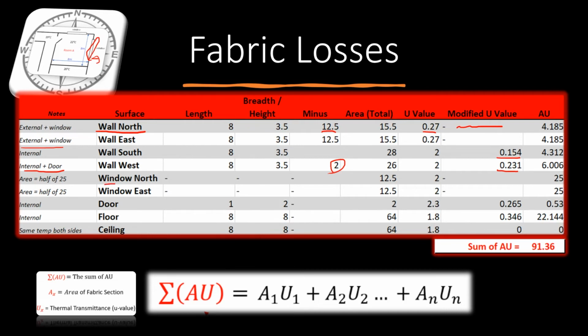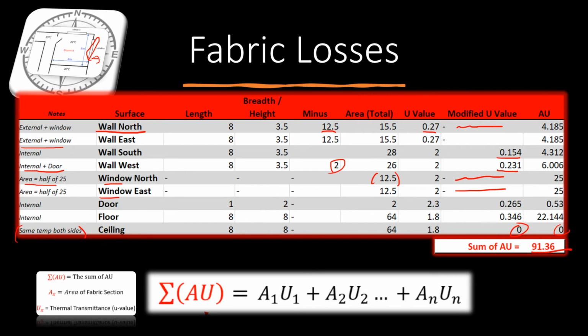Notes for my windows, for my north and east window, I've got area equals half of 25, just because I was given a total glazing of 25, so I just need to remember to half that, which I've done because I've given my area as 12.5 for each. Again, no modified U value for either of those because they're external. My door, internal, modified U value, got my dimensions right, and then ceiling, my note for that is same temperature both sides, just so that I know that my modified U value should come out as 0 and my AU for that is 0.